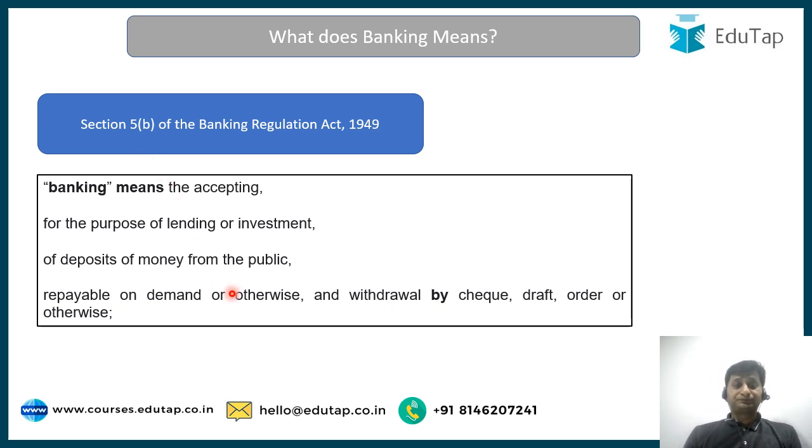So if a bank is accepting money, as in deposits of money from the public, the purpose of accepting that money is to lend or invest it, but that money must be repayable on demand. That is, if somebody who has deposited the money asks for repayment, that he wants his money back, then it must be repaid, right? It must be repaid on demand, or could be withdrawn by check, draft, or any other means. I hope this is clear now.